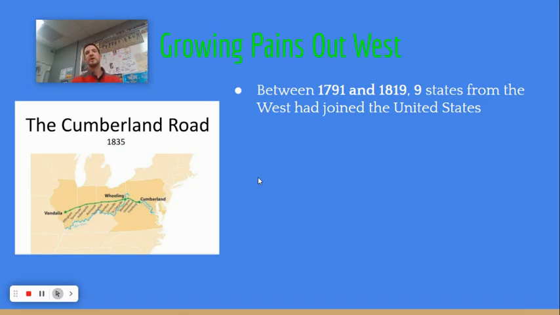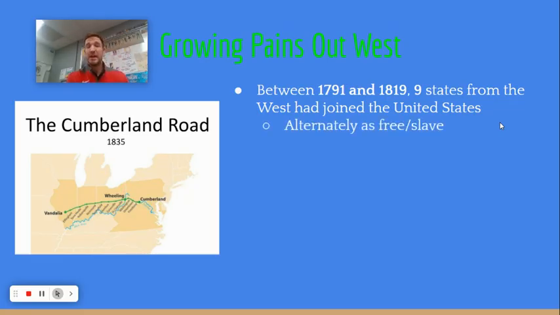Okay. Between 1791, so basically after the ratification of the Constitution, up until the 1820s, 9 states, so you have the original 13, so that's going to get us to about 22, are going to join the United States. Not the West that we would know today, but states like Ohio and Indiana, Kentucky, Tennessee. I'll have a map on the next slide. So America's growing. You get the idea.